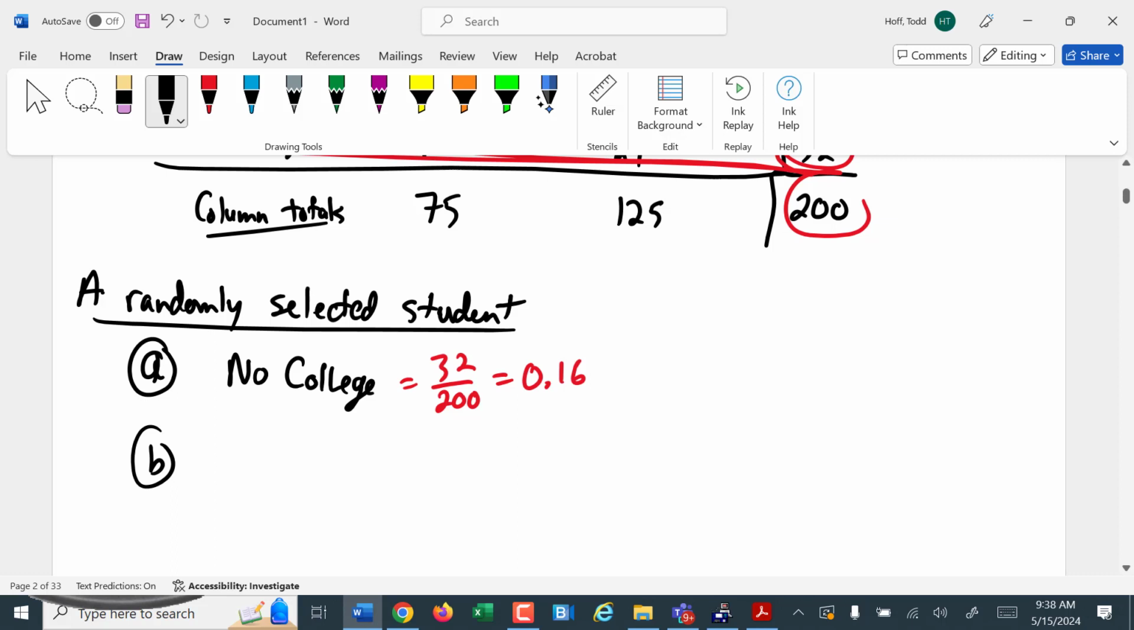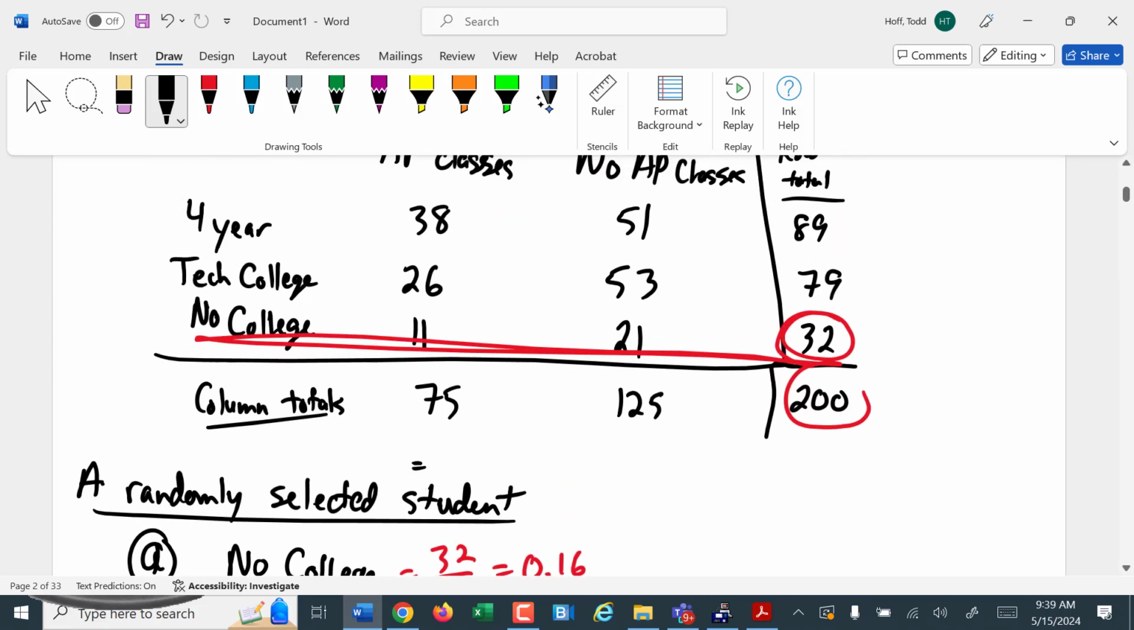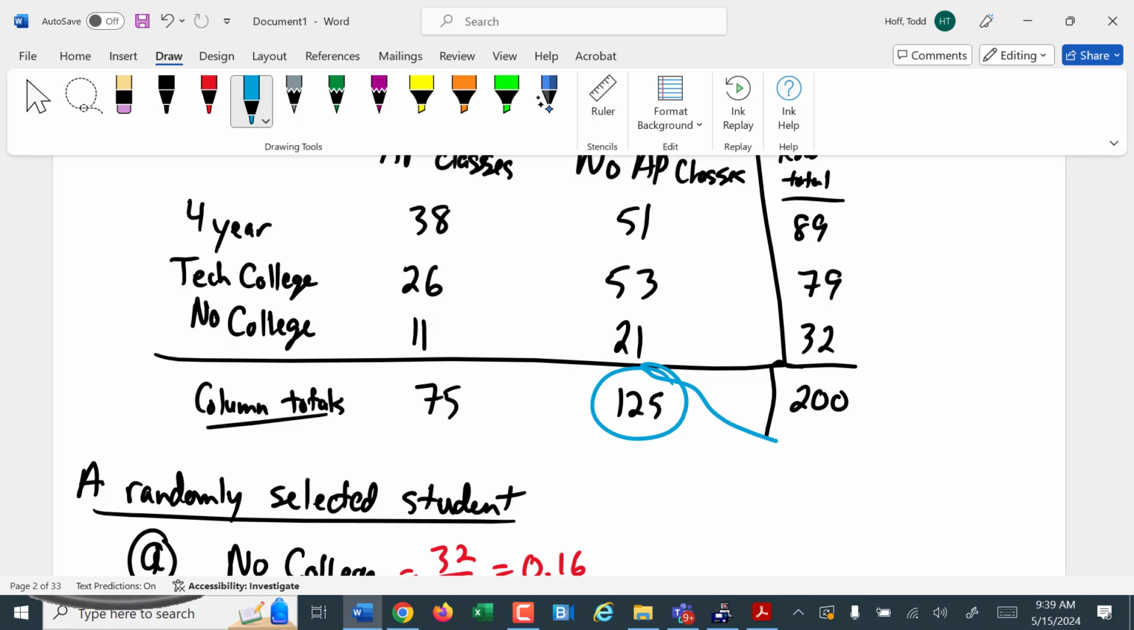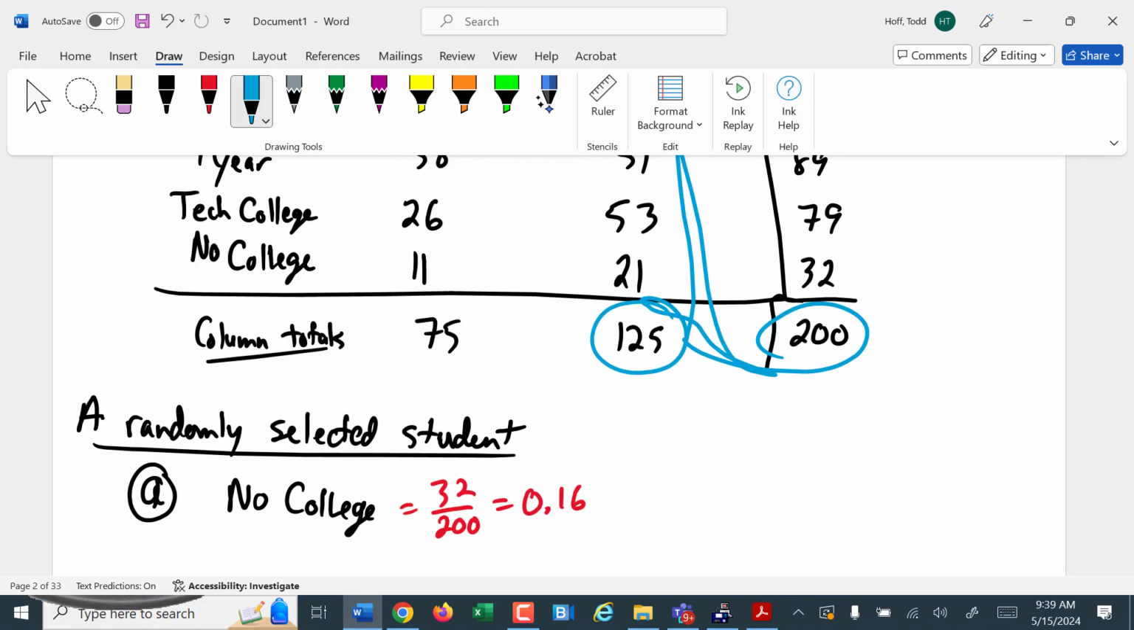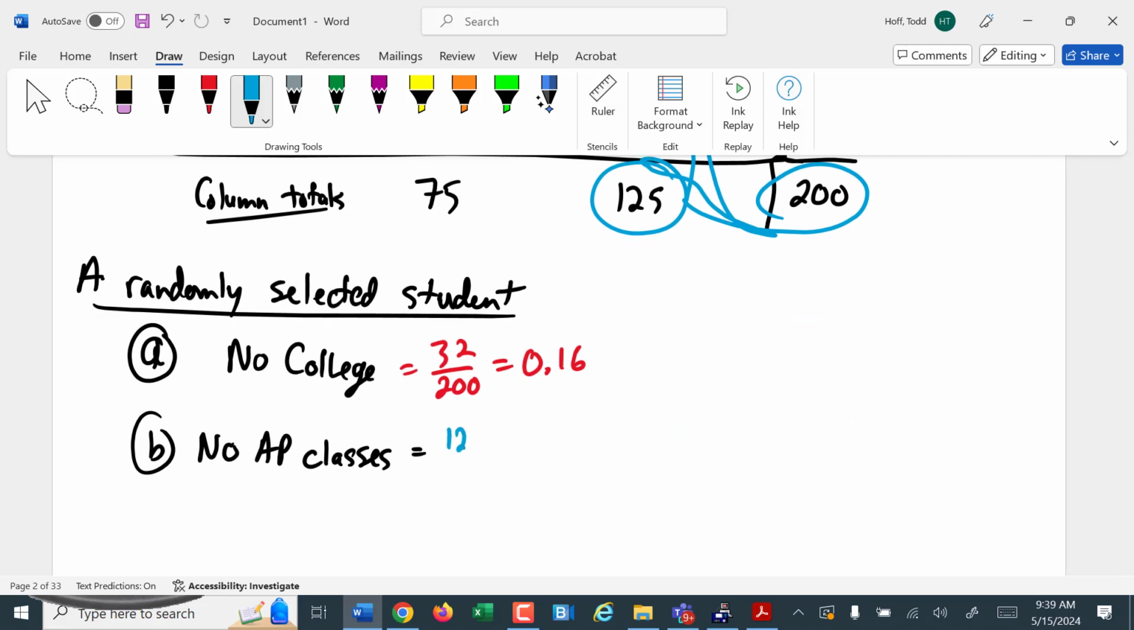I might have, what's the probability they took no AP classes? So if I come back up here, I'm going to do some erasing here. No AP classes. There were 125 that took no AP classes. That's the total of the no AP column, out of 200. So it's 125 out of 200. If I divide that out, I get a 0.625 probability.